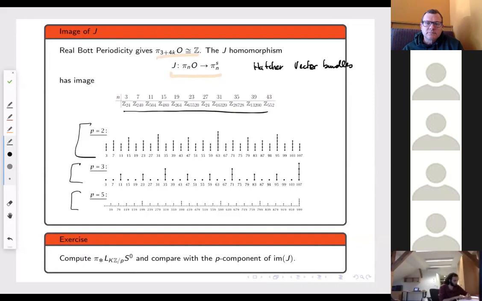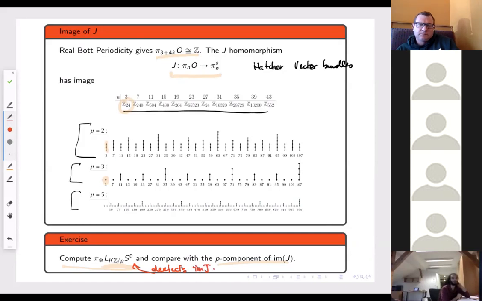So what does this mean? This means that in pi 3, it's the Z mod 3 and Z mod 24, okay? That's a Z mod 8, it's the Z mod 8 and Z mod 24. So it's nice and regular. So an exercise, which, I guess it could be tricky, is to compute the homotopy groups of this thing using the techniques I told you on the other slide and compare with the p component of the image of J, and you will find that they agree in positive degrees. Okay? So this thing detects the image of J.